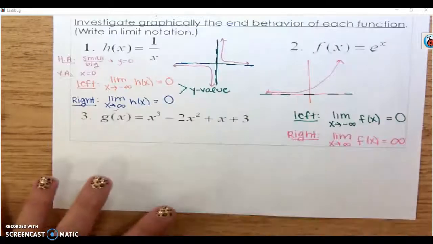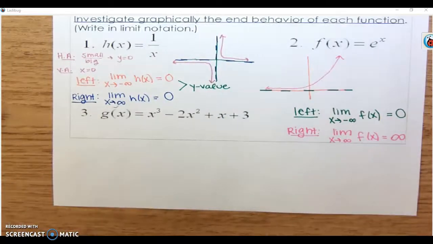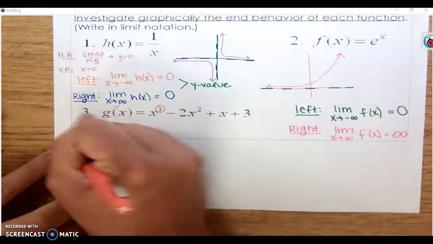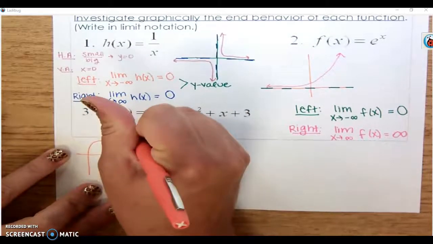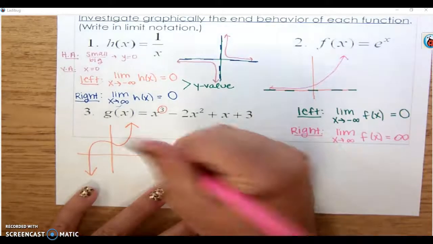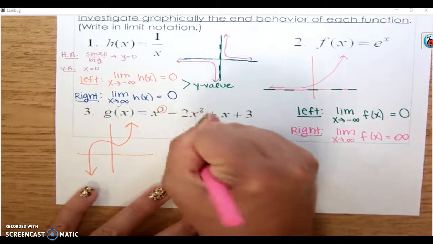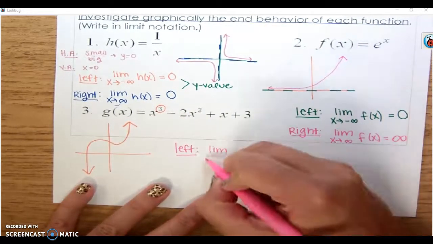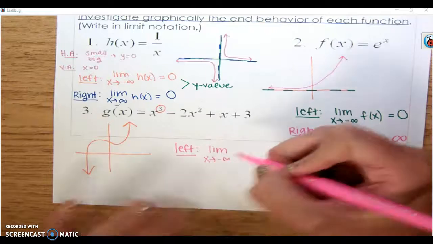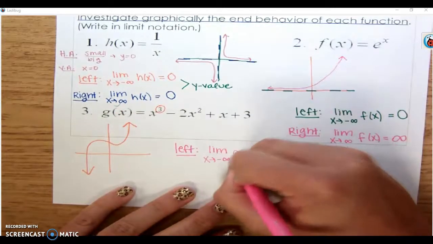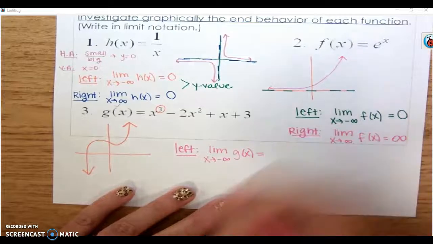Okay? And then for our last graph here, for number 3, so this is just a cubic function. Okay, if you were to graph this cubic function, it would look something like this. Okay, we just really need the shape right now. There's no asymptotes on this cubic function, it just looks like this. So let's work on the left side. So remember, every time for the left side, you're going to write the limit as x approaches negative infinity, because we're talking about small values. This time they're calling this g of x, so I'm going to put g of x here, and then equals.